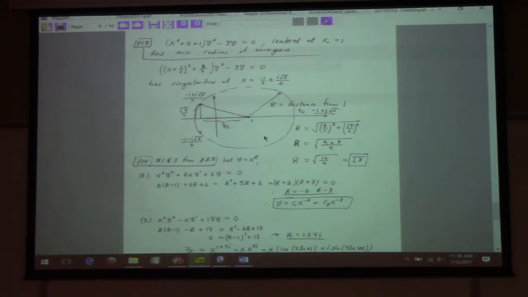Now, I didn't write it down, but what would the minimal open interval of convergence be there? I didn't ask for it, but sometimes I do ask for it. So what would the interval of convergence be here?